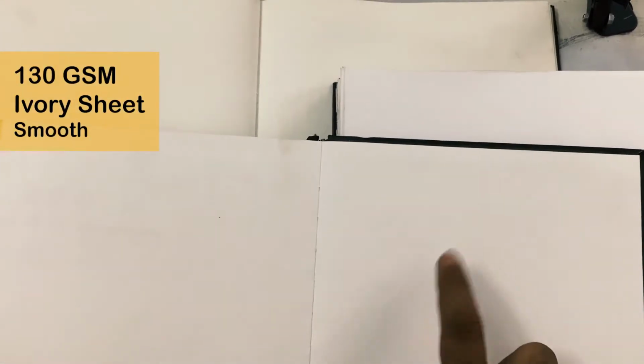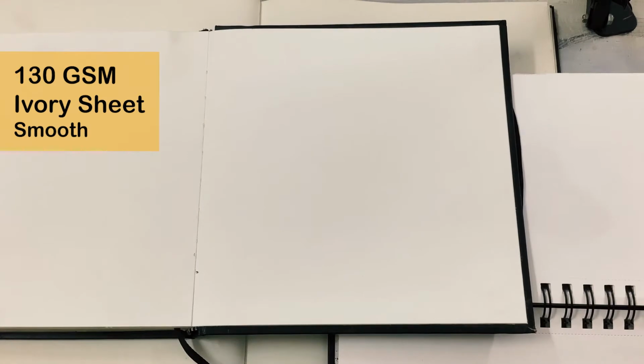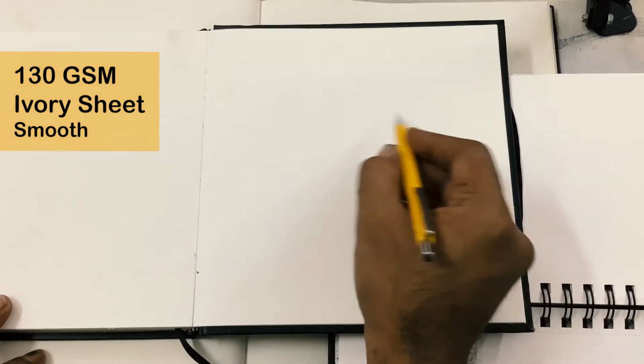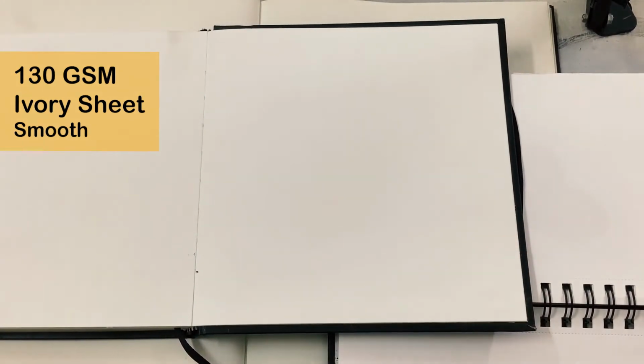So the next paper that I'm going to show you guys is a 130 GSM paper. That is this one. I'll again start with my 2B. So I've again taken my Sakura 2B and started in a similar fashion to the one before.